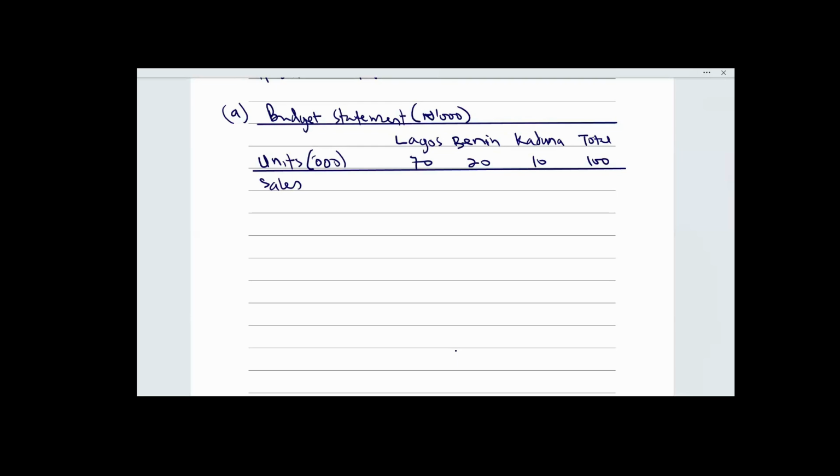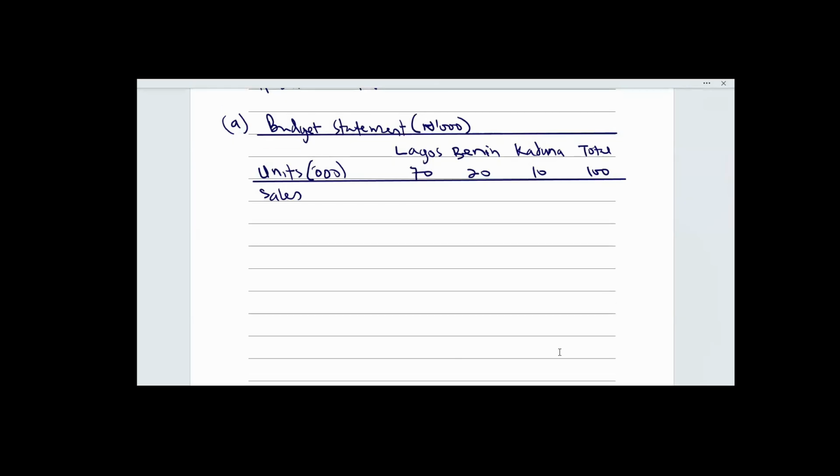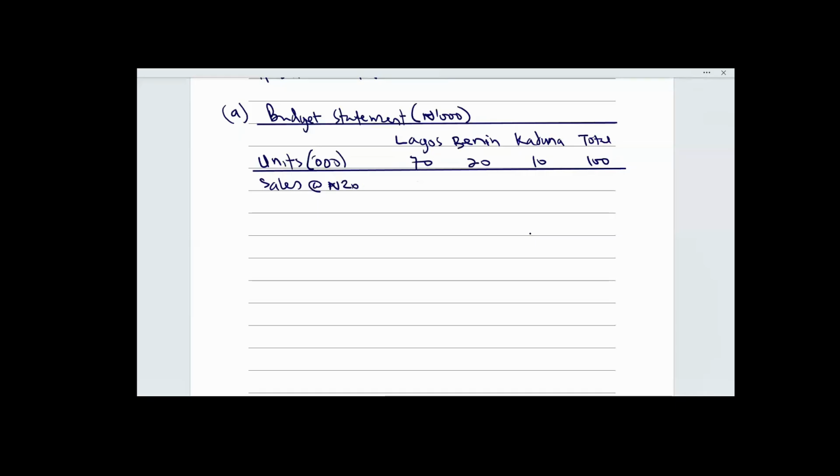So I will then go to the question. We are told that the selling price is 20 naira. So since the selling price is 20 naira, 20 multiplied by 70 will give us 1,400. 20 multiplied by 20 will give us 400,000. 20 multiplied by 10 will give us 200,000. 20 multiplied by 100 will give us 2,000 for the organization as a whole. So immediately after the sales value, we consider relevant cost.